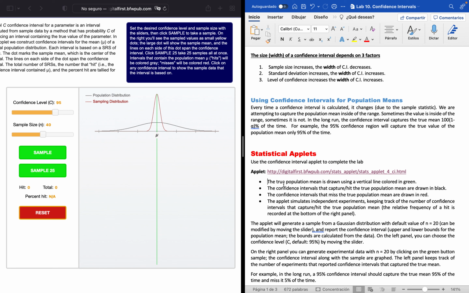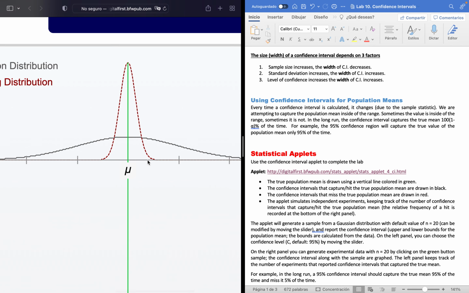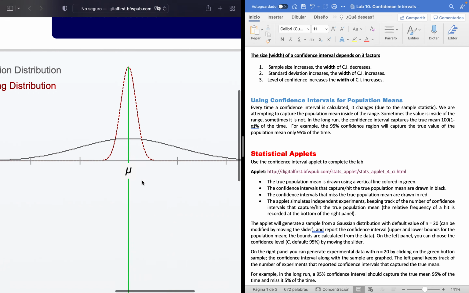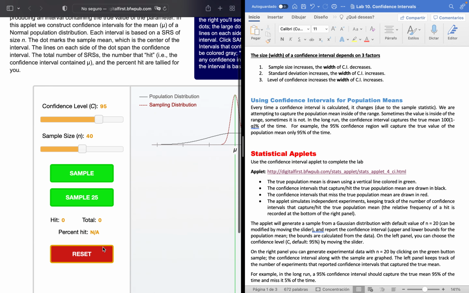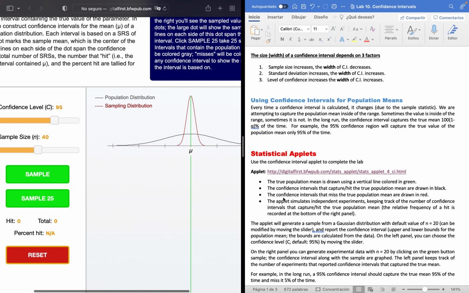All right, the true population mean is drawn as a vertical line colored in green. The value of the population mean is represented where this vertical line is passing through. The confidence intervals that capture the true mean are called hits, and the count for now is 0. Those intervals are drawn in black. The confidence intervals that missed the true population mean are drawn in red.